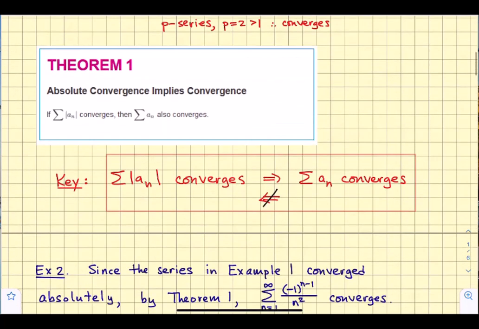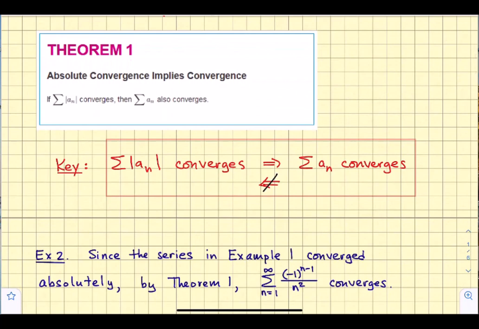Why do we care so much about absolute convergence? Because absolute convergence implies regular convergence. If the sum of the absolute value of the a sub n converges, then the a sub n converges also. You can see the text for the proof, but the idea is that it's basically a comparison. If this is larger than this and this converges, then this has to converge also. There are some details in the argument you need to look at to make sure the inequalities work, but that's the gist of the argument. So again, the key idea is that if the sum of the absolute value of the a sub n converges, then the sum of the a sub n converges.